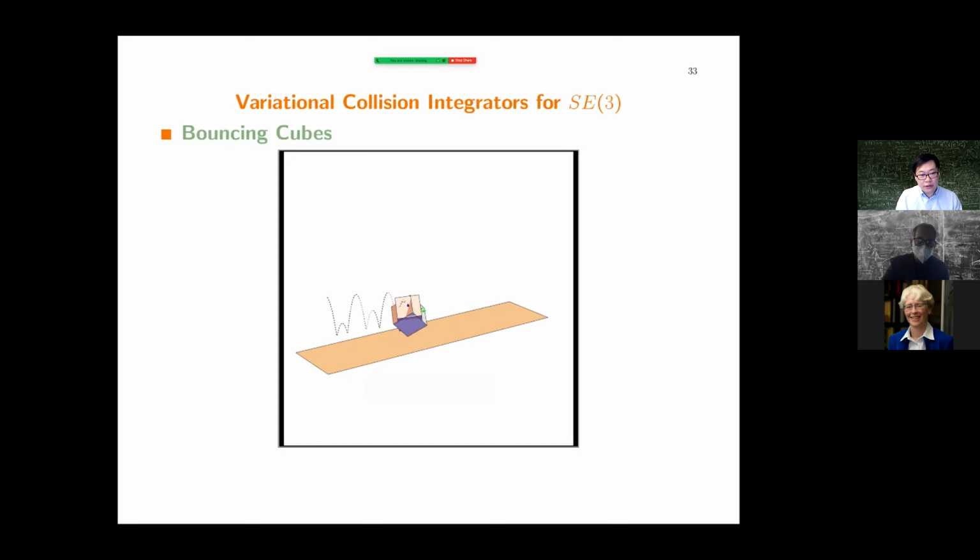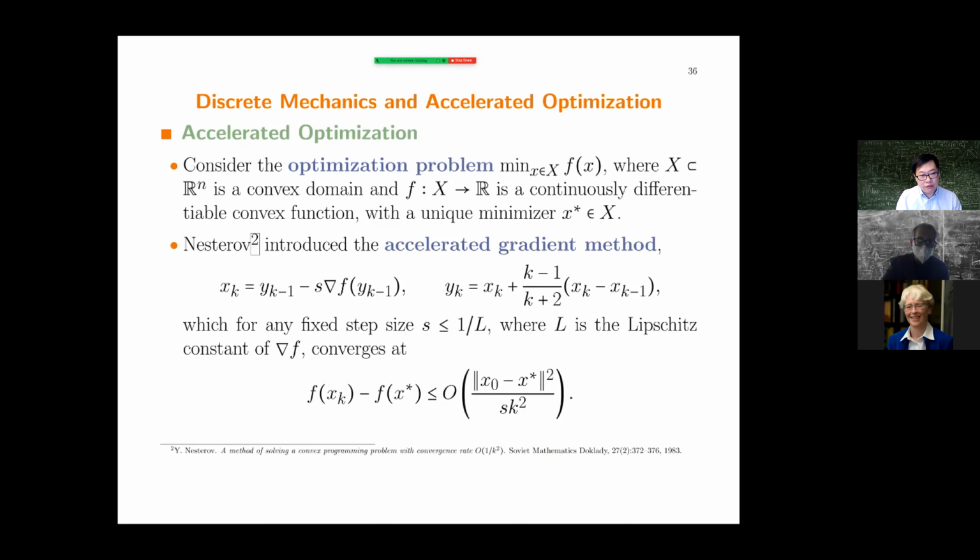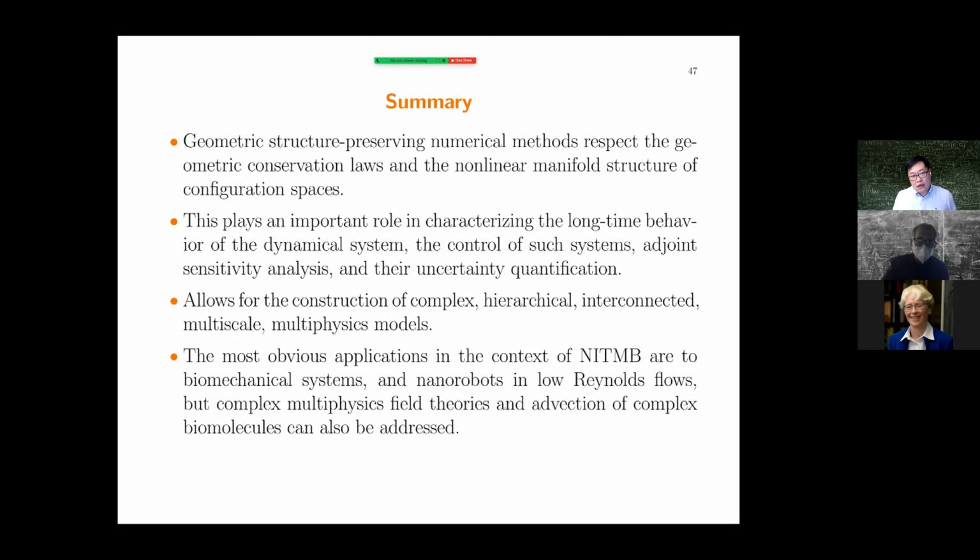Okay, so let me go ahead and round off by saying that geometric structure preserving numerical methods respect the geometry and the conservation laws. And so this has an important role in characterizing the long-time behavior of dynamical systems, and it has implications for control. I should mention that if you want to do adjoint sensitivity analysis, then it turns out that even if you start with a differential equation which is not Hamiltonian or Lagrangian, the adjoint system is Hamiltonian, and so symplectic methods play an important role there. And you can also study this issue of uncertainty quantification and propagation.